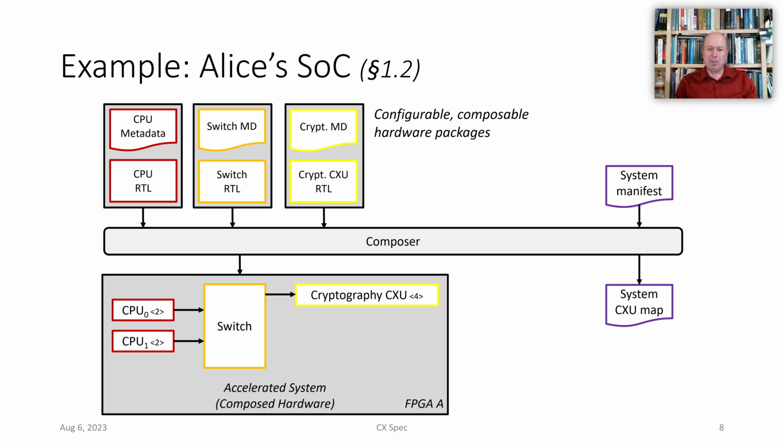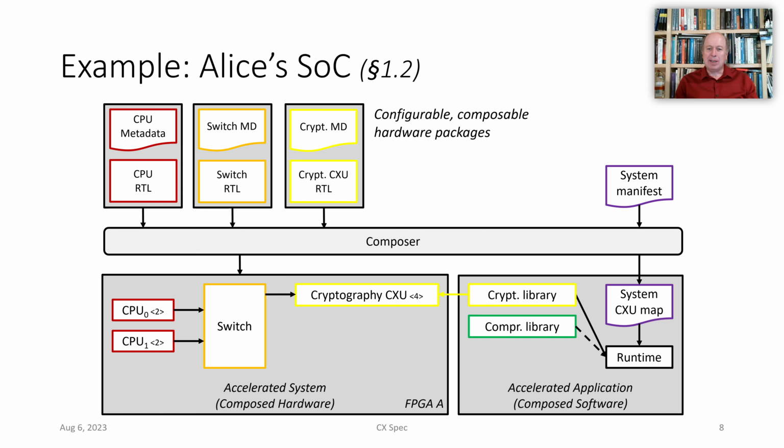Alice is building a system on a chip. She starts with a system manifest declaring that her system shall have two CXU-compliant CPUs and a cryptography CXU, which is needed by her cryptography library. She obtains reusable packages for these cores, and she runs a composer tool which configures the cores and assembles them into a processor complex according to the manifest. The composer also emits a system CXU map with one entry indicating that the cryptography composable extension is available and is implemented by CXU number 0.